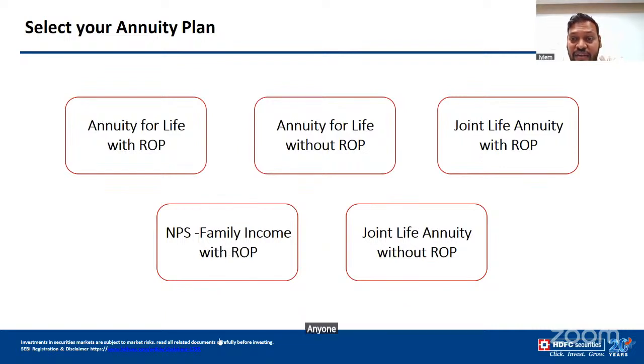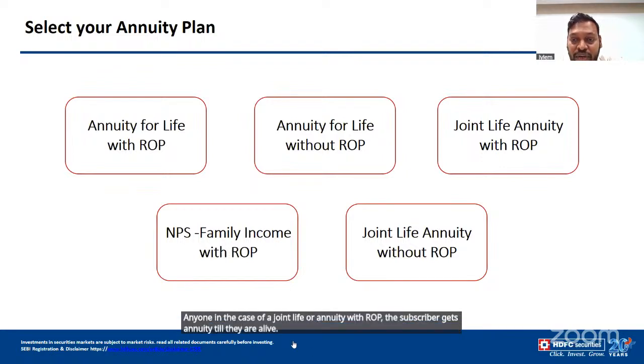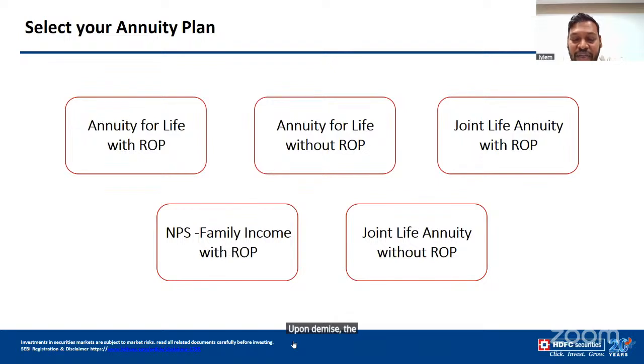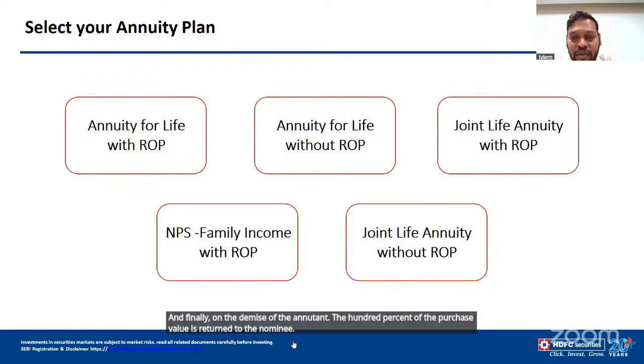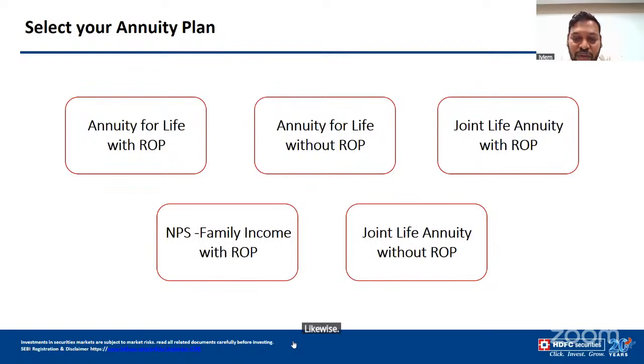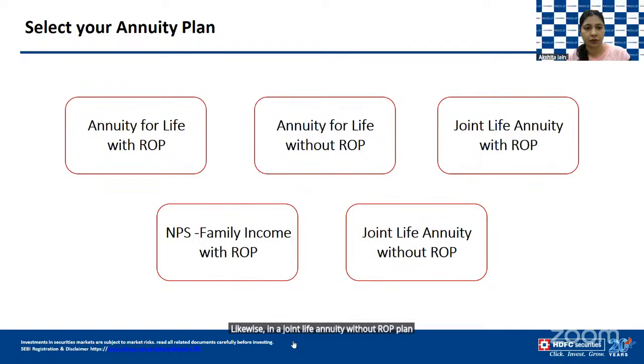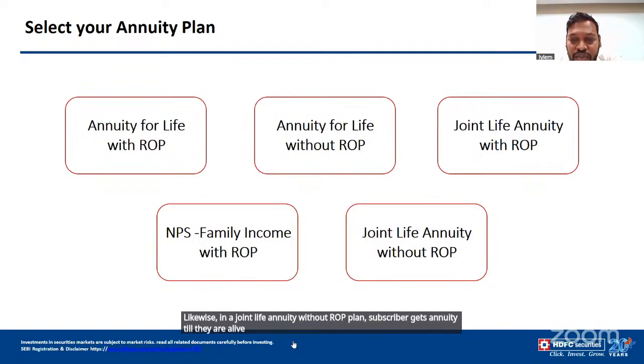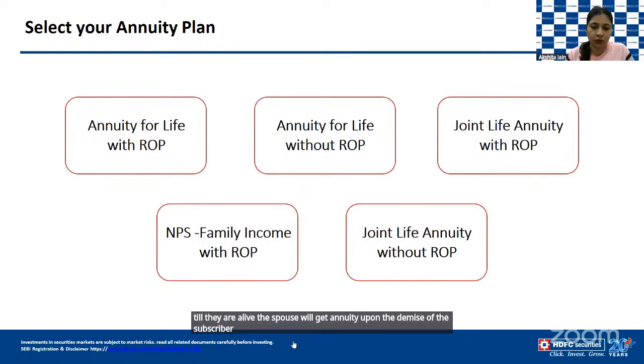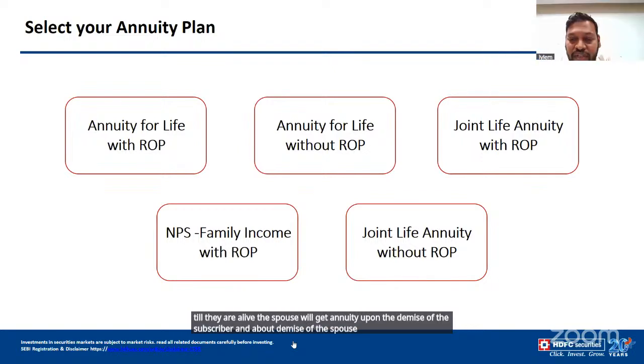In the case of a joint life annuity with ROP, the subscriber gets annuity till they are alive. Upon demise, the spouse will get the pension till she is alive. And finally, on the demise of the annuitant, 100% of the purchase value is returned to the nominee. Likewise, in a joint life annuity without ROP plan, the subscriber gets annuity till they are alive. The spouse will get annuity upon the demise of the subscriber, and upon demise of the spouse, no further amount is payable to anyone in a without ROP scenario.